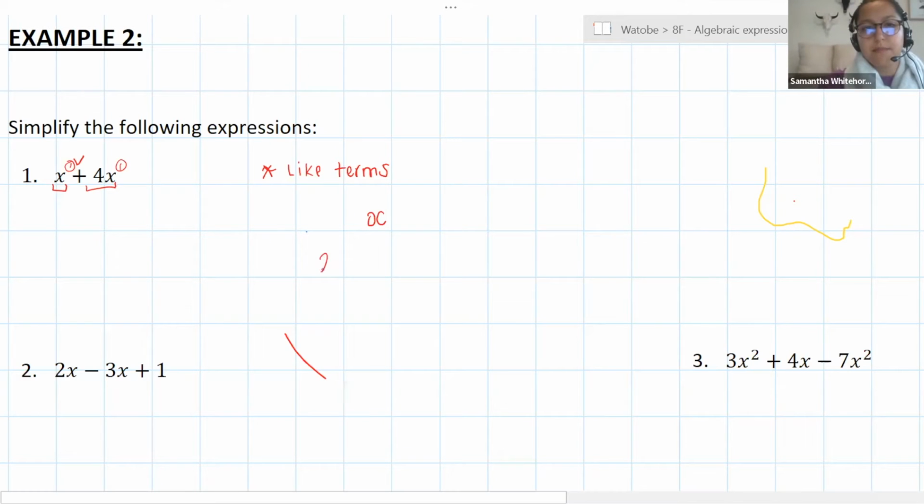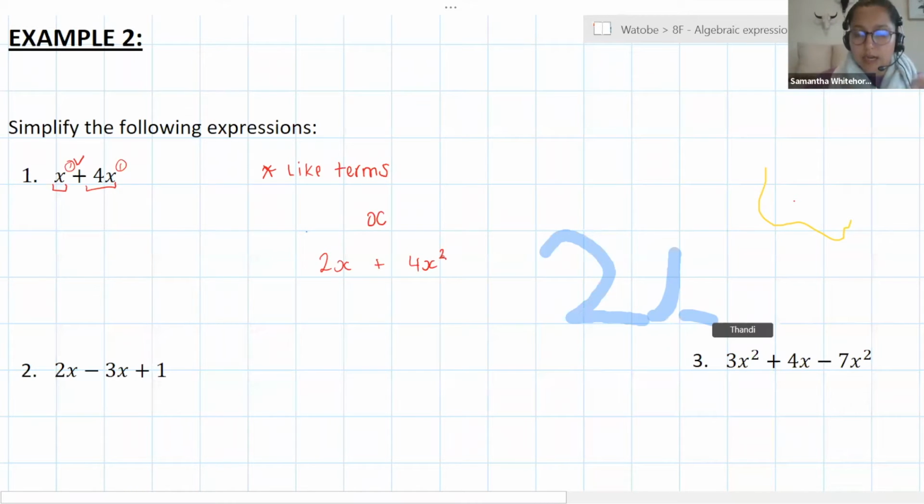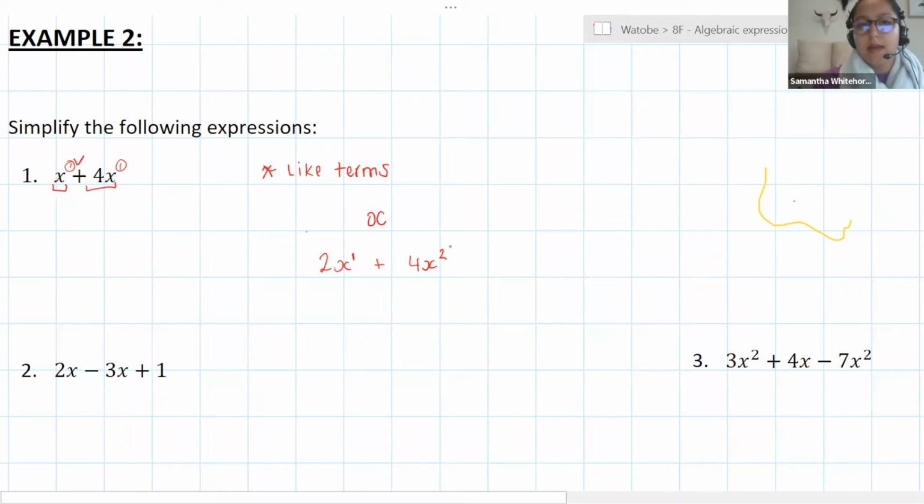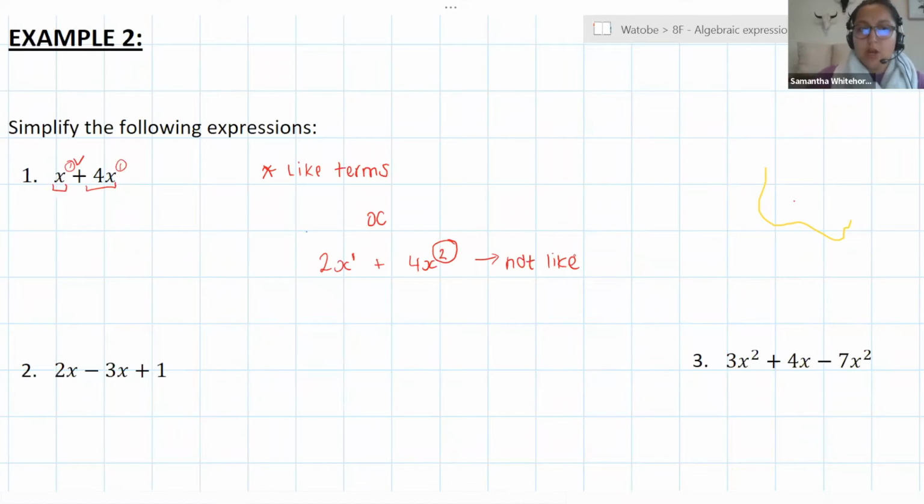Unlike terms would be something like 2x plus 4x squared. Even though those variables are exactly the same, they're both x's, the exponents are different. So here we've got an exponent of 1, but here we've got an exponent of 2. Those exponents are different, so these terms are not like terms. And because they're not like terms, it means we can't add or subtract them. If they are like terms, we can add or subtract them. Right, so in the first question, x and plus 4x are like terms, so it means I can add them together.